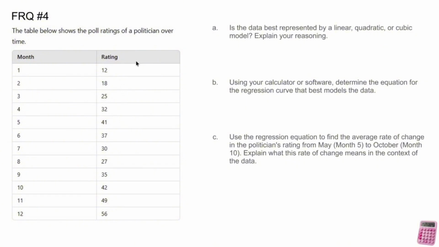You might be thinking, well, in order to find out if it's linear, quadratic, or cubic, can't we do the thing where we see how much it goes up by and then do it again and then do it again?